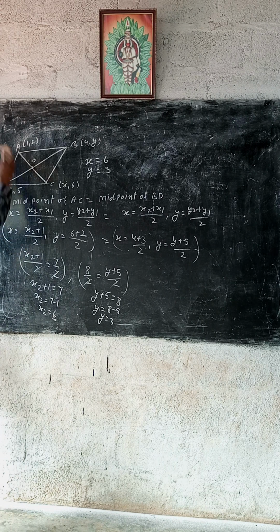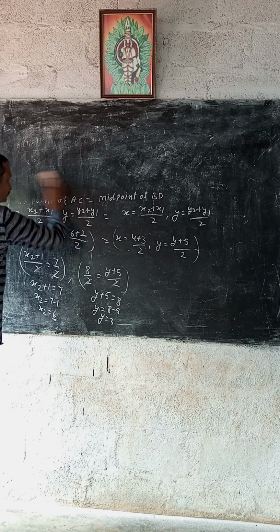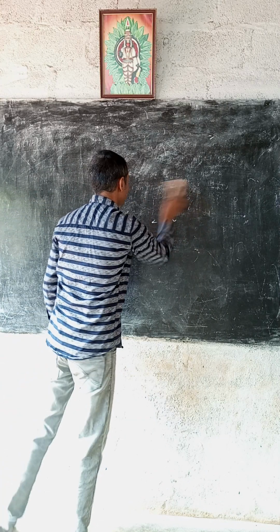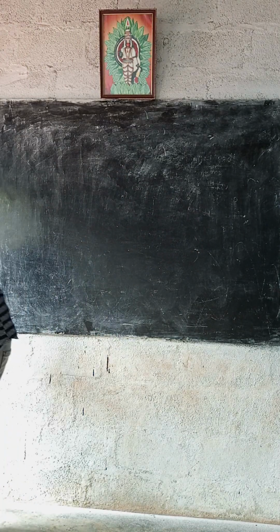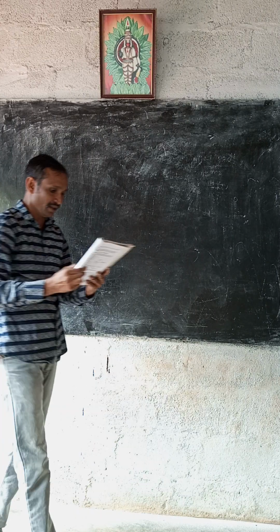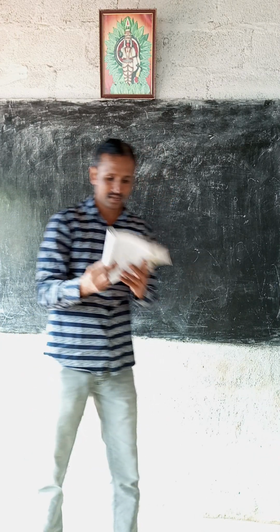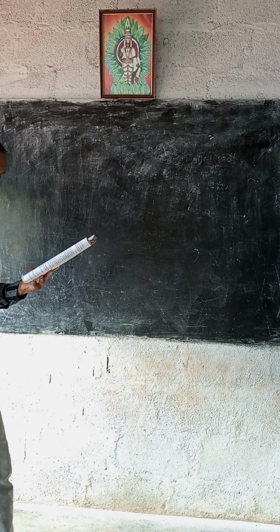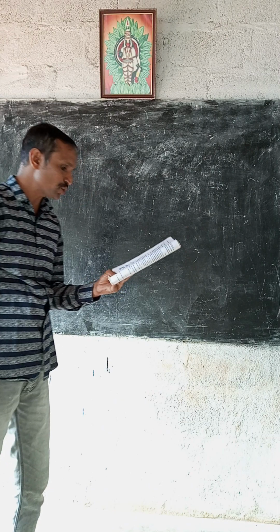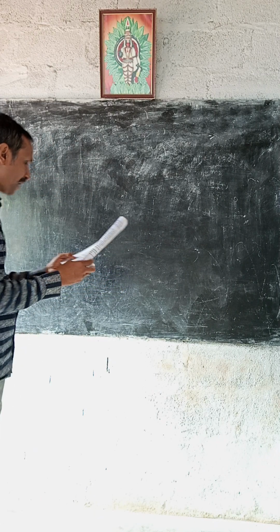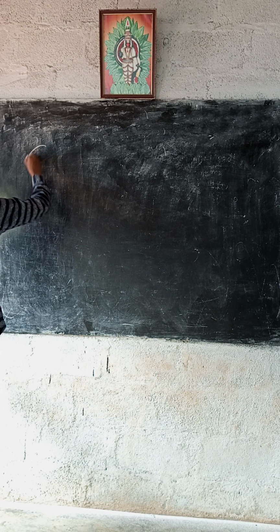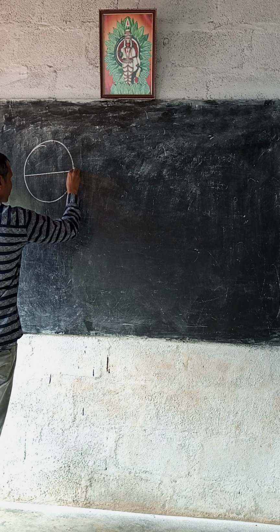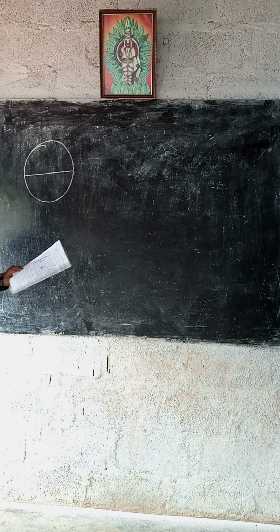Next we are going to question number 7. It says: find the coordinates of point A, where AB is the diameter of a circle whose center is given and B is given. So find the coordinates of A. It is a circle, and in that one diameter is there. Diameter is the biggest chord.